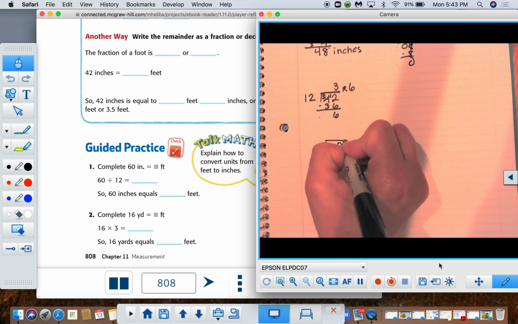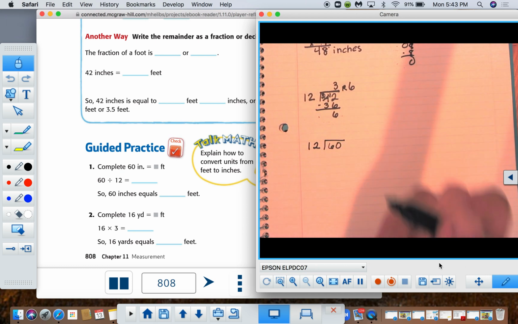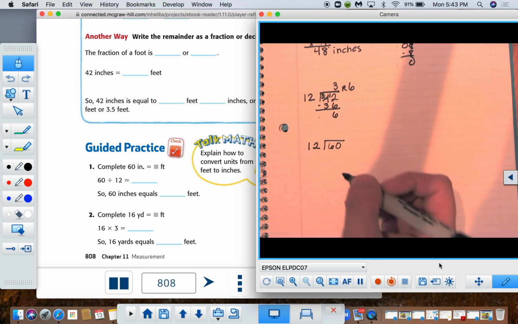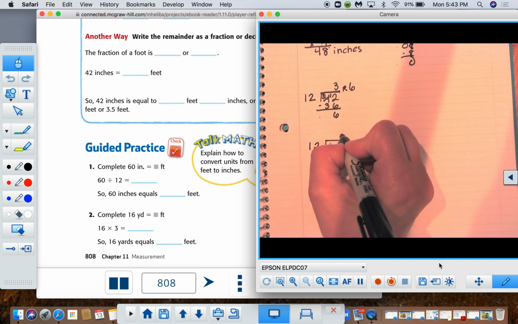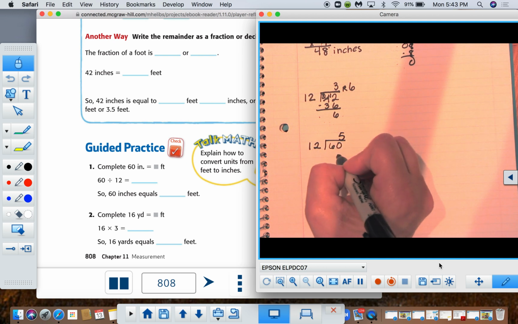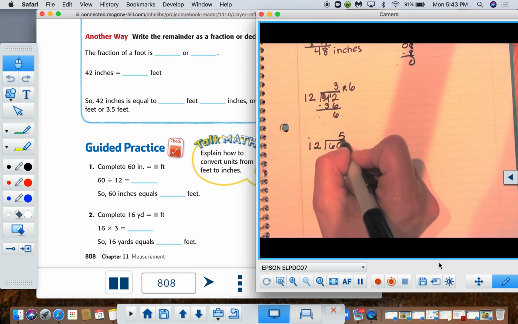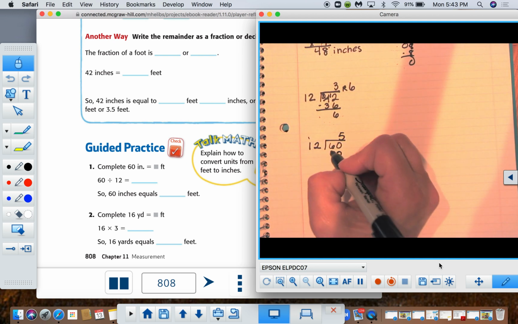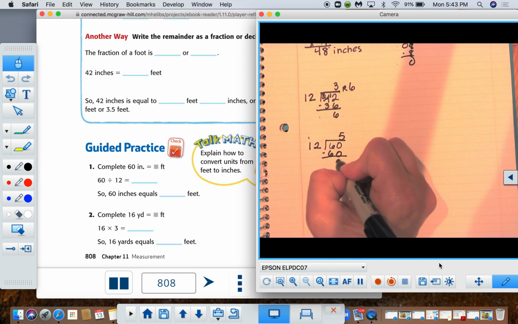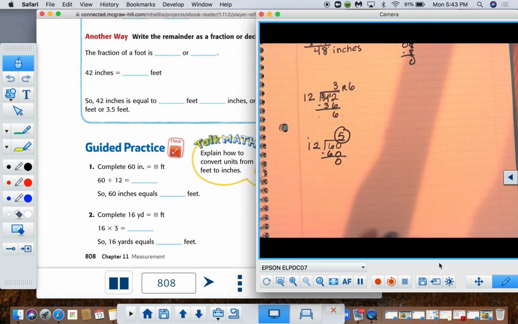60 divided by 12, if you know your multiplication tables, I know 5 times 12 is 60. So 5 times 2 is 10, carry my 1, 5 times 1 is 5, plus 1 is 6, 60 minus 60 is 0, so my answer is 5. 60 divided by 12 is 5, so 60 inches divided by 12 inches is 5 feet.